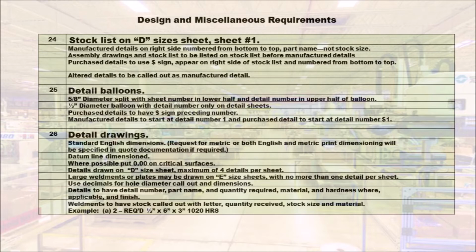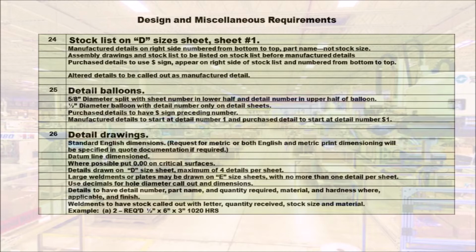26 detail drawings. Standard English dimensions. Request for metric or both English and metric print dimensioning will be specified in quote documentation if required. Datum line dimensioned. Where possible, put 0.00 on critical surfaces. Details drawn on D size sheet, maximum of 4 details per sheet. Large weldments or plates may be drawn on E size sheets, with no more than 1 detail per sheet.